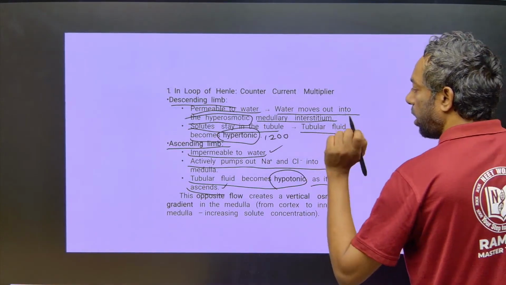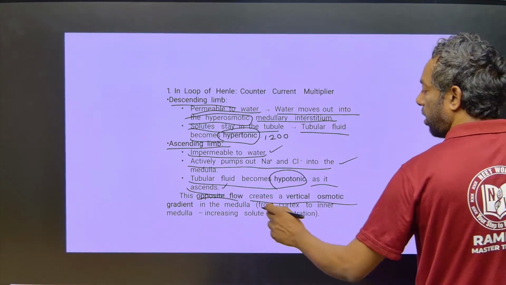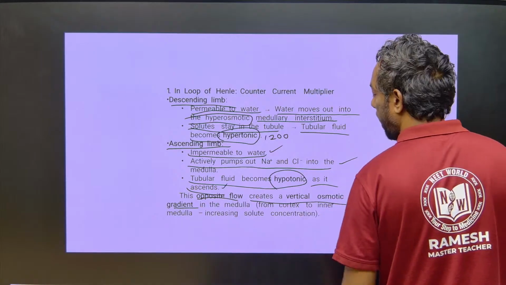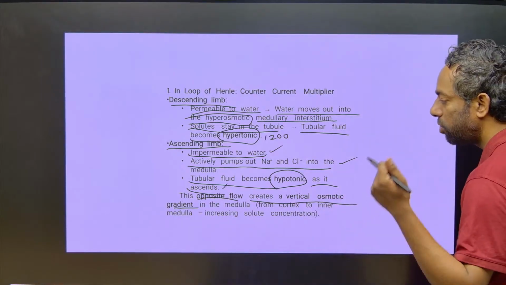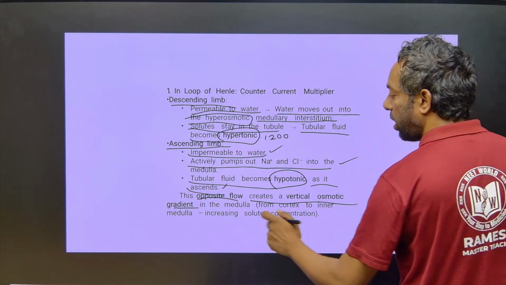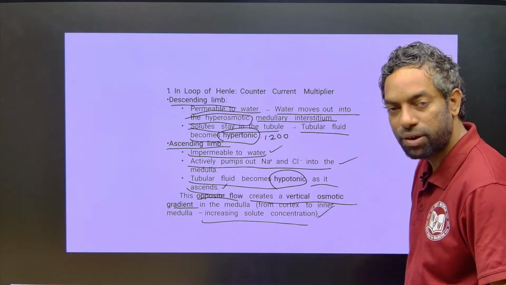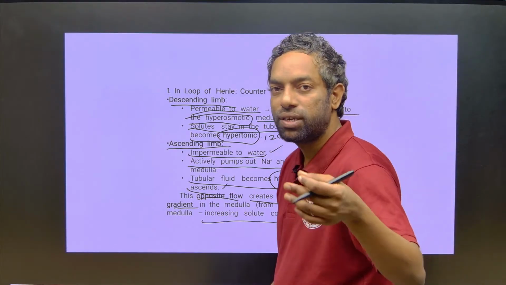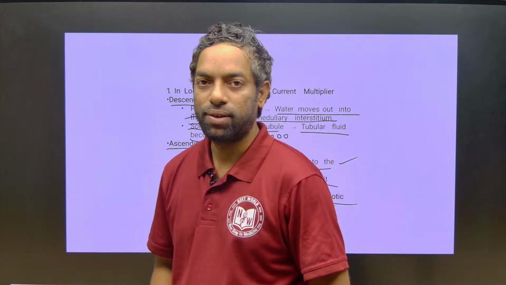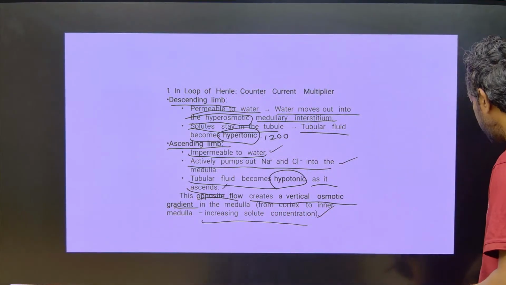Opposite flow creates a vertical osmotic gradient in the medulla, from the cortex to the inner medulla. The solute concentration increases. From the cortex to the medulla, the concentration of the solution will increase. Take a screenshot, guys, if you want.